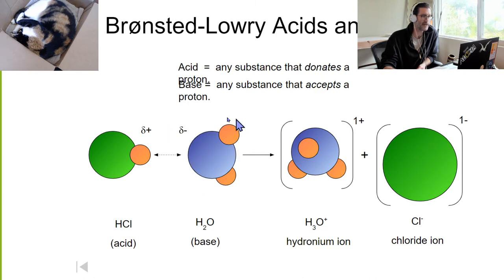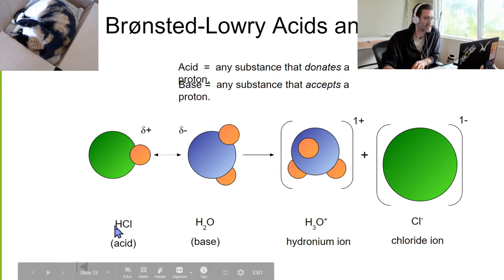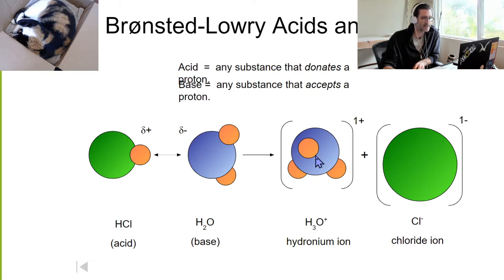and the region away from that gets the partial positive. So there's a partial negative on the oxygen side and a partial positive on the hydrogen side of the water, and it'll be kind of the same on the HCl. And so then what happens is the proton wants those electrons. It's like, hey, there's all these electrons over here. Let's just jump on over there and have a little hydronium ion party. And that's what happens. So once again, the acid forms a conjugate base. The base forms a conjugate acid.